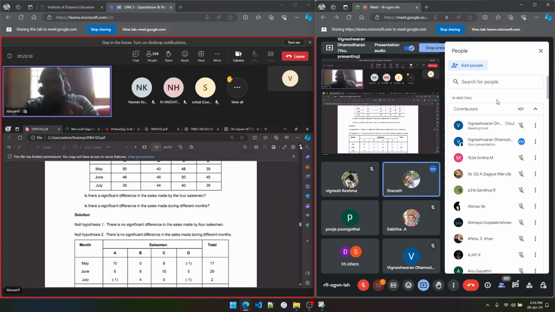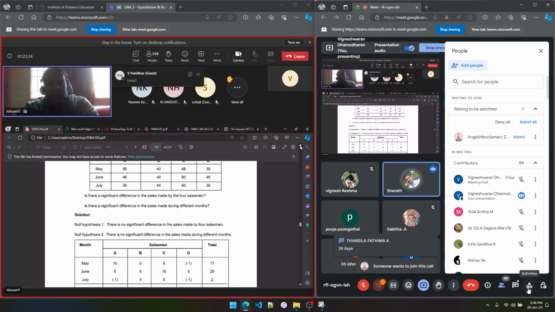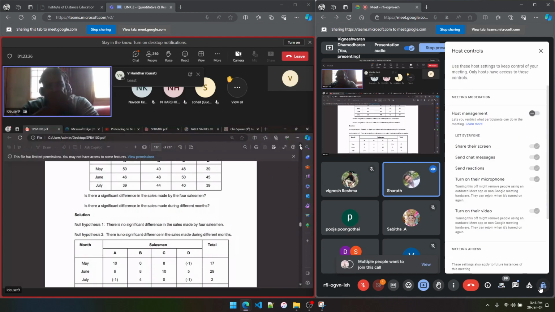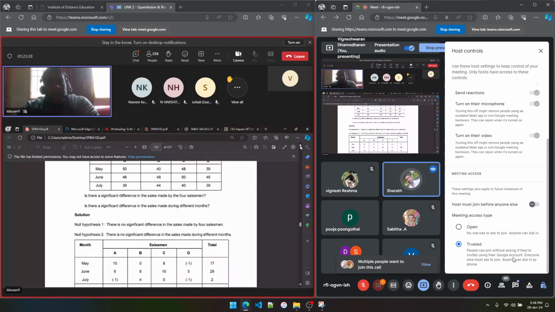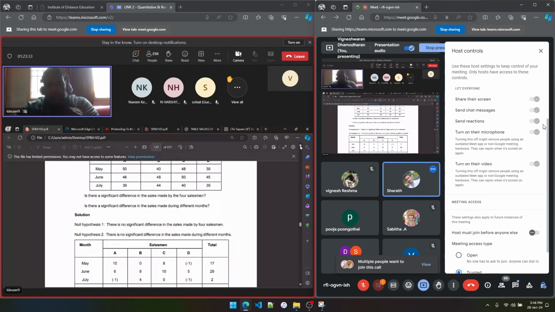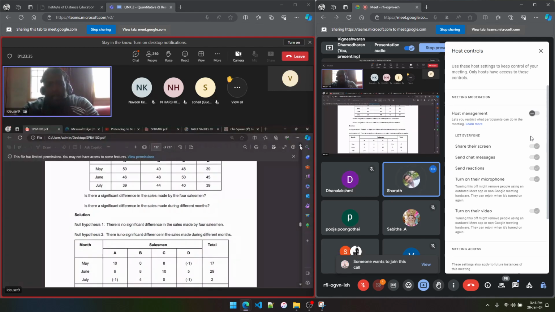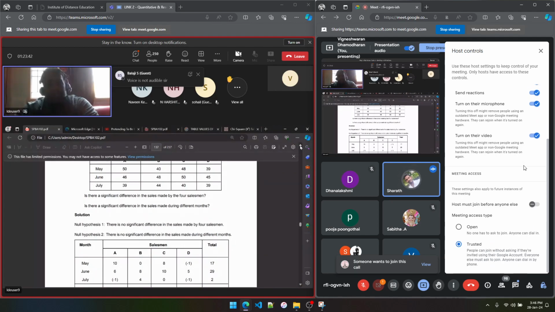Okay, I mean 50 minus 40, the difference is 10. 40 minus 40, the difference is 0. 48 minus 40, the difference is 8. See this? Then 39 minus 40, the difference is minus 1. See this? 50 minus 40, the difference is 10. 40 minus 40, the difference is 0. 48 minus 40, the difference is 8. Then 39 minus 40, the difference is minus 1.